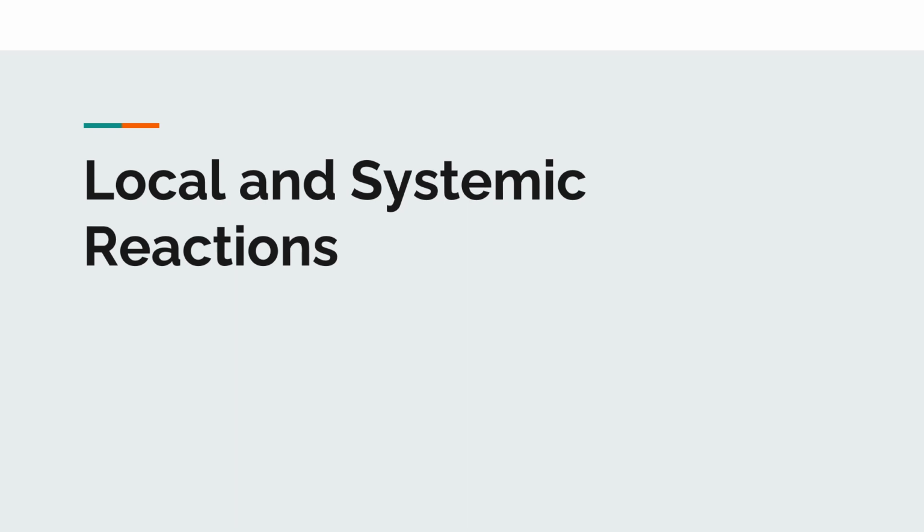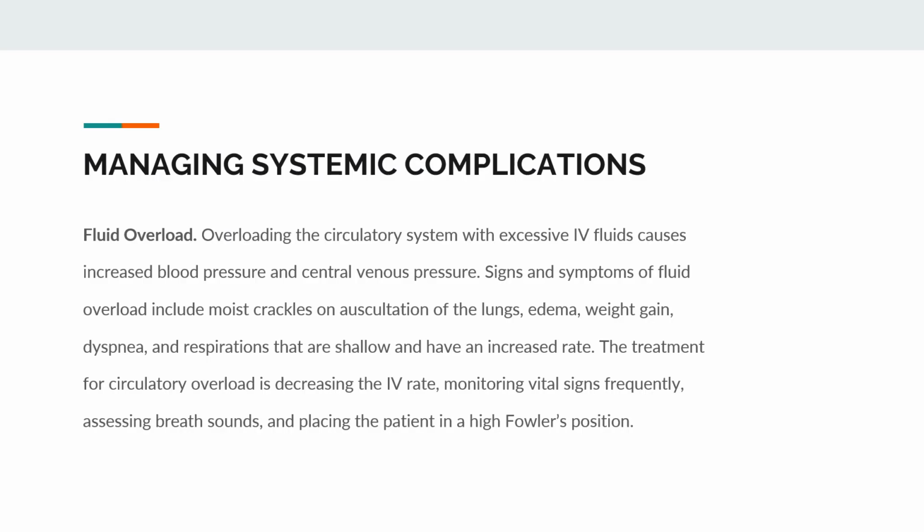Local and systemic reactions. So managing systemic complications. One is fluid overload. Overloading the circulatory system with excessive IV fluids causes increased blood pressure and central venous pressure. Signs and symptoms of fluid overload include moist crackles on auscultation of the lungs, edema, weight gain, dyspnea, and respirations that are shallow and have an increased rate.